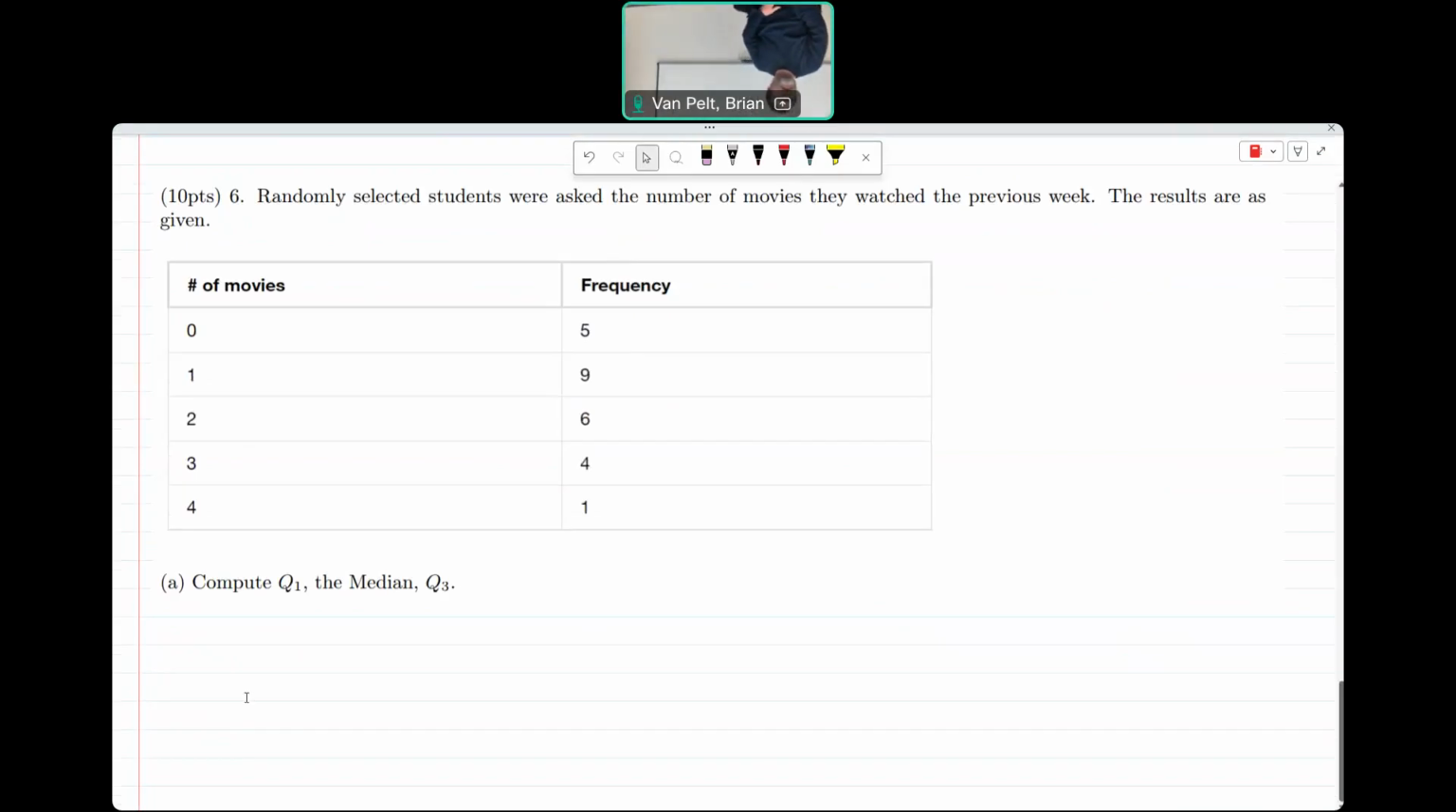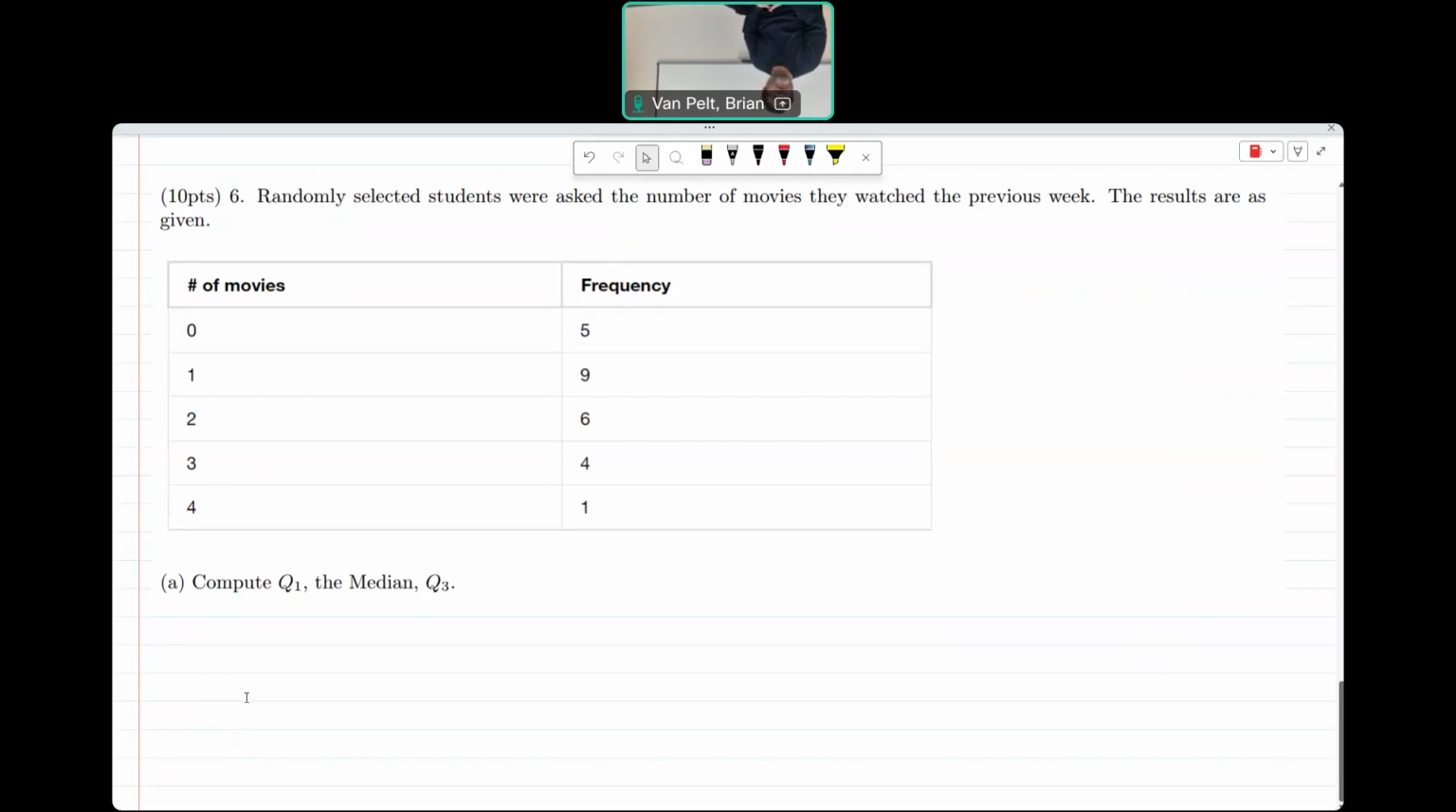All right, here you're asked, do you guys remember what Q1 and Q3 are? The median, I'm sure everybody remembers, but do you remember what Q1 and Q3 were? Q1 was the middle of the bottom data, and Q3 the middle of the top section. Q1 is called the first quartile, and Q3 is called the third quartile. Technically speaking, the median is the second quartile.